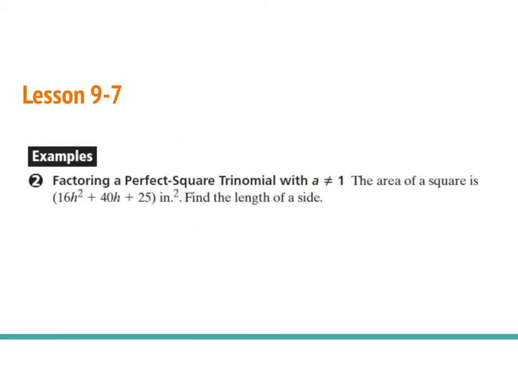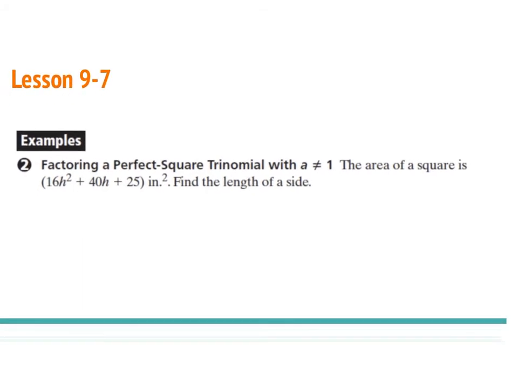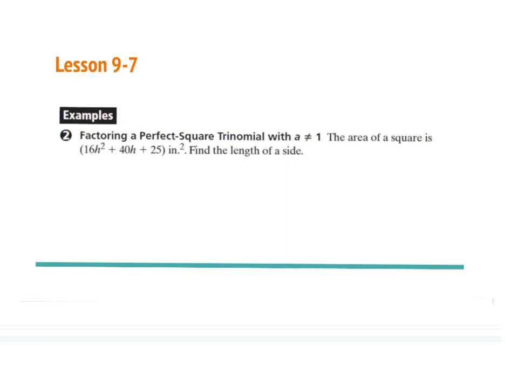Let's try another. In this one, this is kind of like a word problem. If you imagine you've got an area that is represented by that expression there, 16h squared plus 40h plus 25, and you know it's square inches. So if we know it's a perfect square, then we can go hunting for those squares. What's the square root of the first term? Well, that is 4h. And what's the square root of the last term? That would be 5. Okay, and it's a positive.